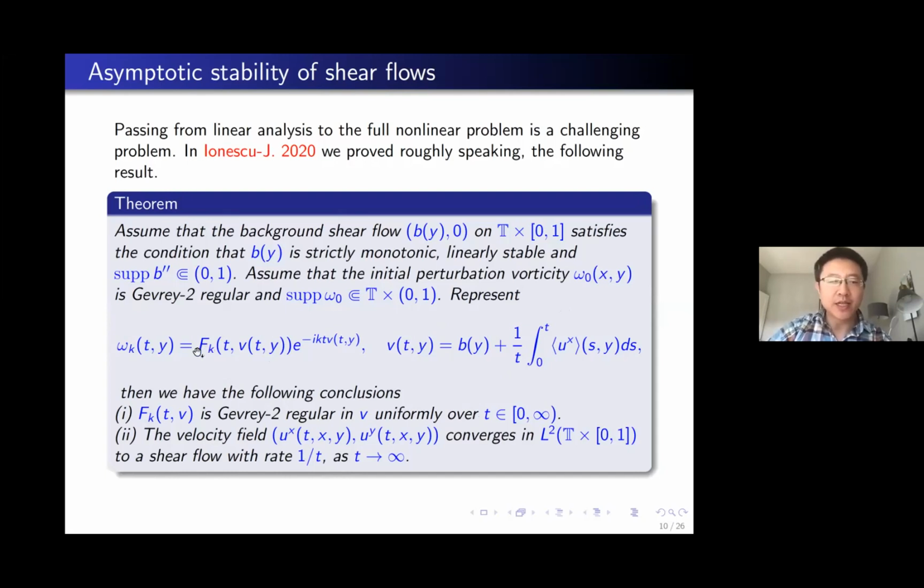But the key message is that you can identify a profile, after the correct modeling of the correct oscillation factor, and control the profile in Gevrey space.